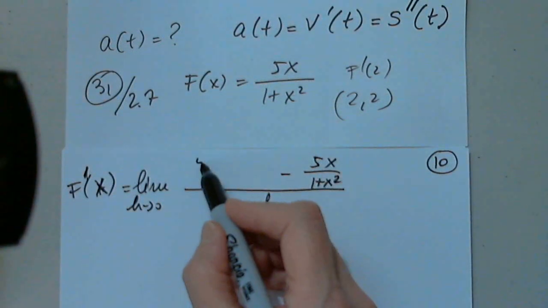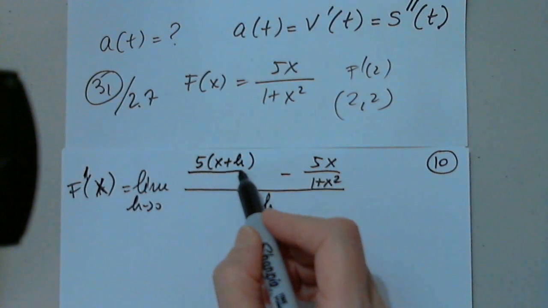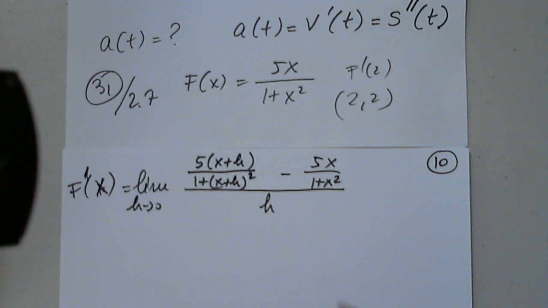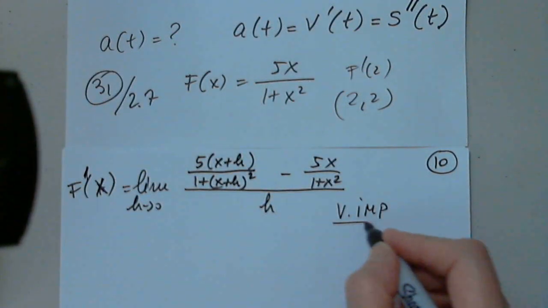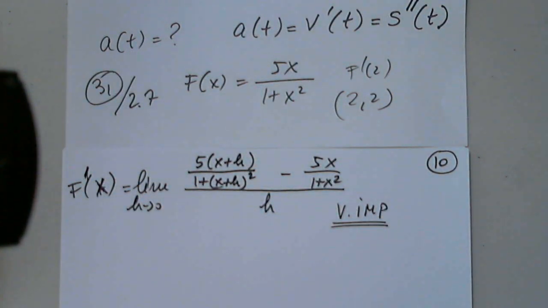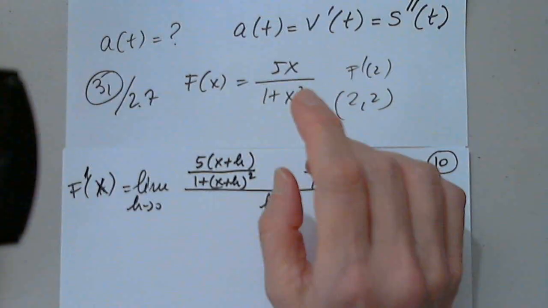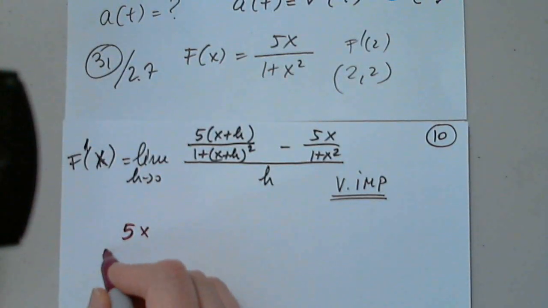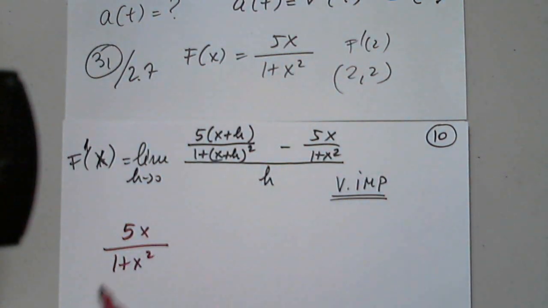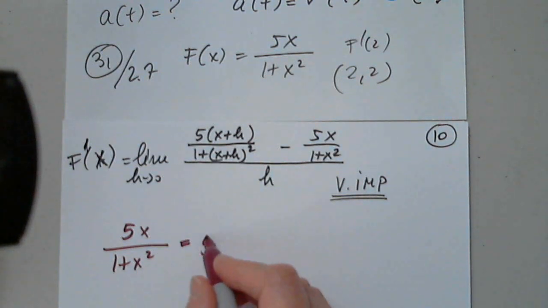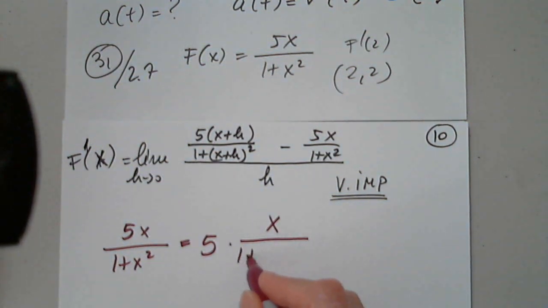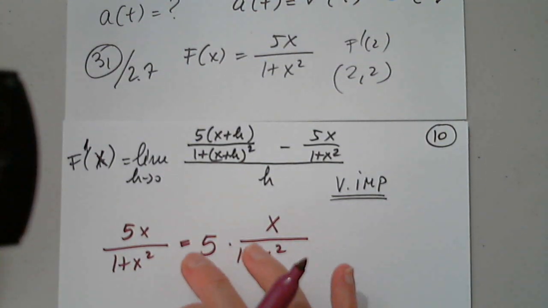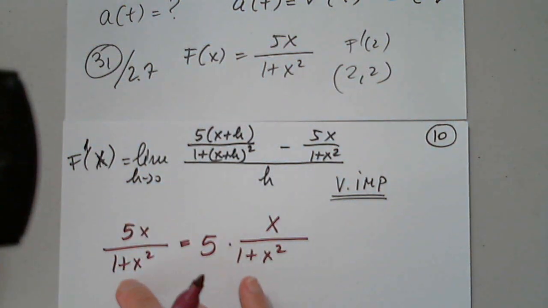And then we have 5, and we have x plus h over 1 plus x plus h squared. Very important. I would like you to notice one thing that I'm going to do here. When we look at this function, I want you to see, moving forward, instead of this, this. It's in front, it's not in the denominator, so it's 5 over 1. 5 times x is this, 1 times this is this.